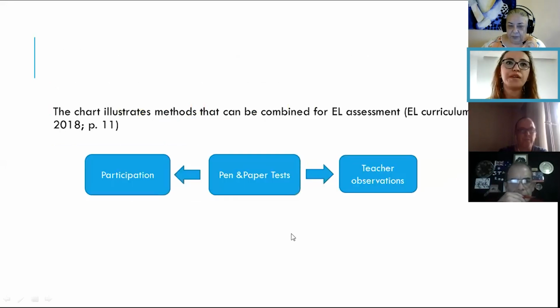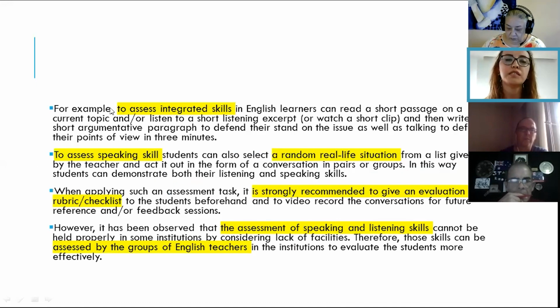Here's a chart that illustrates the combination of methods to be used for assessment. As we all see, pen and paper tests is the main method of assessment, and participation and teacher observation serve as complementary methods or techniques. The curriculum suggests us to assess skills in an integrated way, to assess speaking skills through random real-life situations, and to use rubrics and checklists.